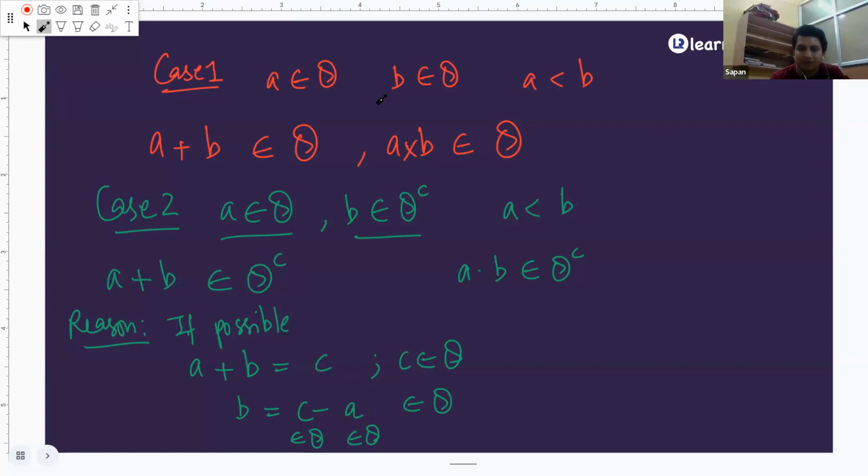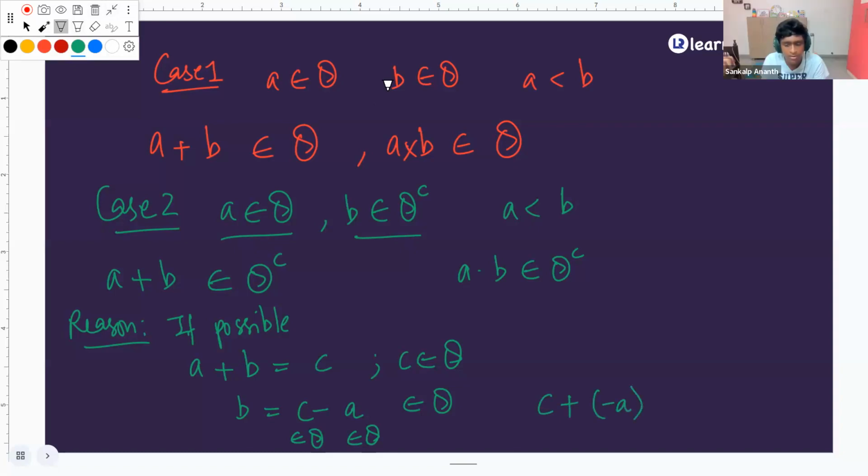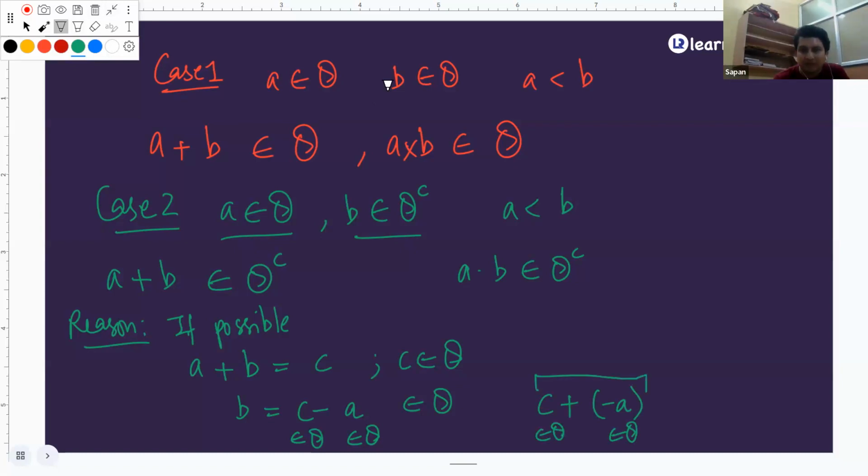Now, what does a difference of two rational numbers give? Rational. Difference of rational numbers will always be rational, simply because C minus A can be written as C plus minus of A. So A is rational, minus A is also rational. C is rational. Sum of two rational numbers is always rational, which we just now saw in case 1. Therefore, B turned out to be rational.